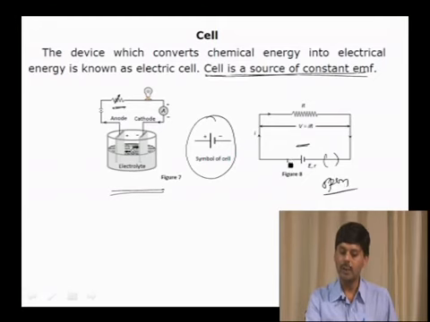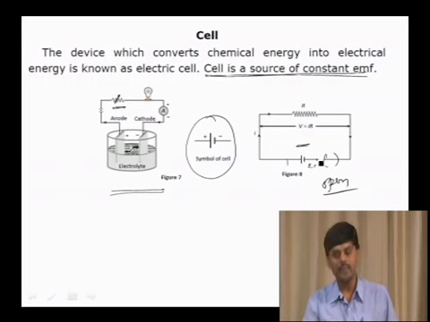If you measure the potential difference across the terminals of the cell, then it becomes the EMF of the cell. EMF of the cell can also be defined as the amount of work done to transfer 1 coulomb of charge from one terminal to the other terminal of the circuit. This is also called the EMF.